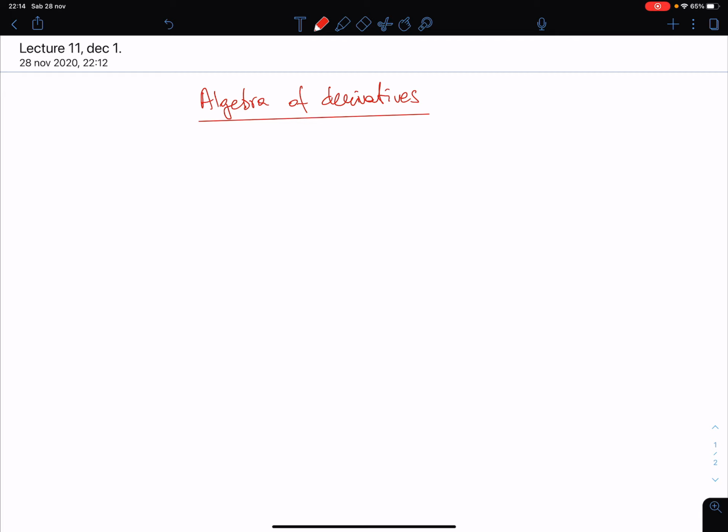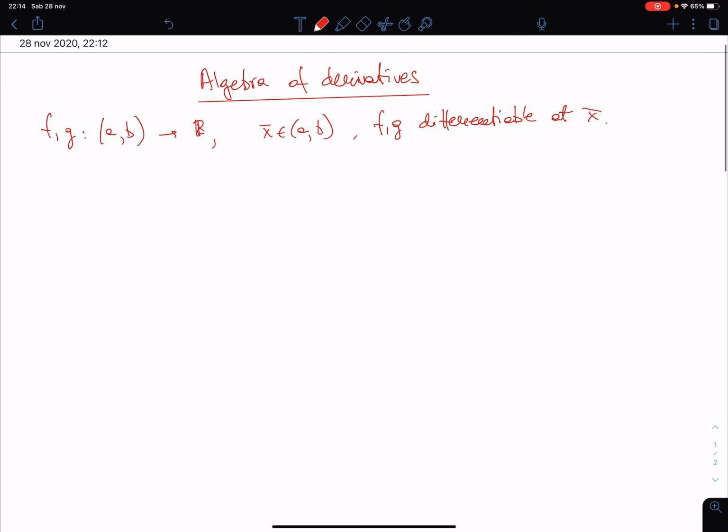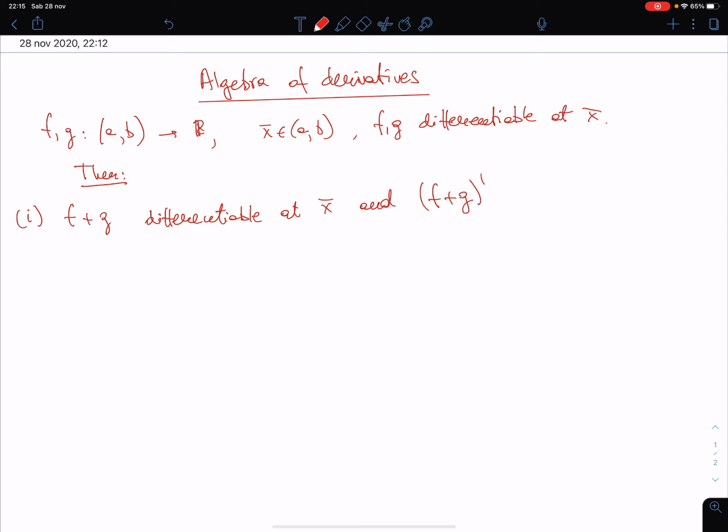So the hypothesis is that here we have f and g, two functions defined on an interval that can be taken to be open, and x bar in (a, b), and f, g differentiable at x bar. Then the first rule is the following: the sum of the two functions f plus g is differentiable at x bar and (f plus g) prime at x bar is equal to f prime of x bar plus g prime of x bar. Okay, so the proof.